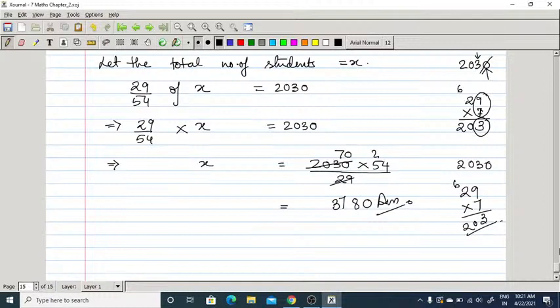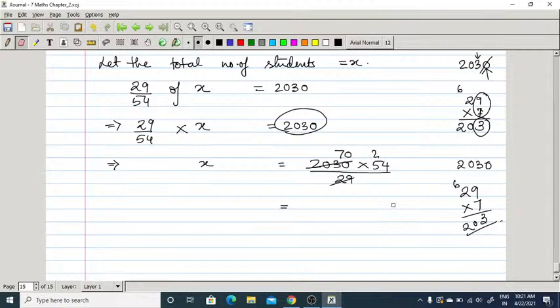Oh, sorry. My mistake. How can this be? If the number of boys is 2030, then 3780 cannot be the answer. So where did I go wrong? Can anybody please point it out? Because I'm not getting to see it.